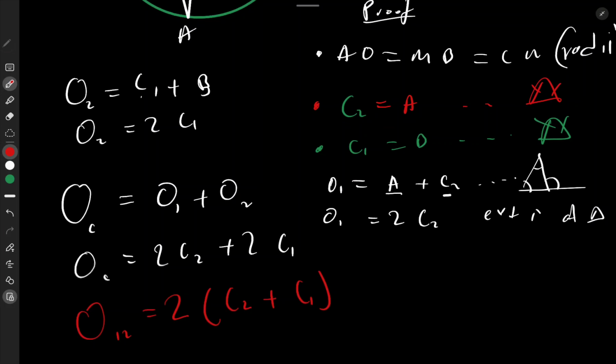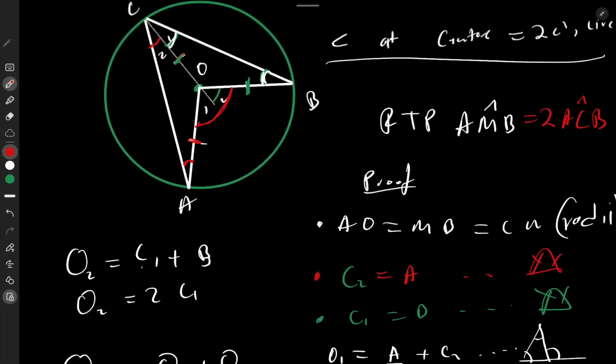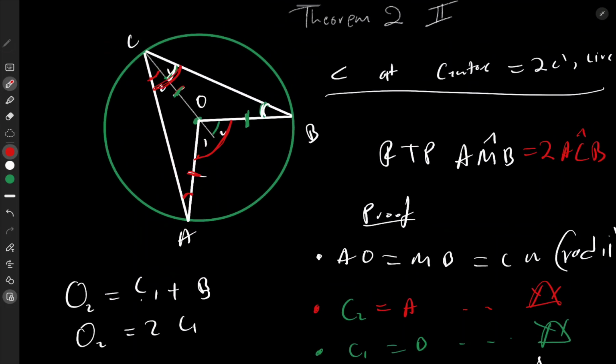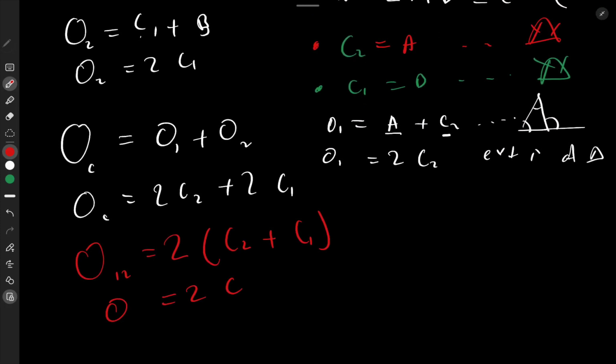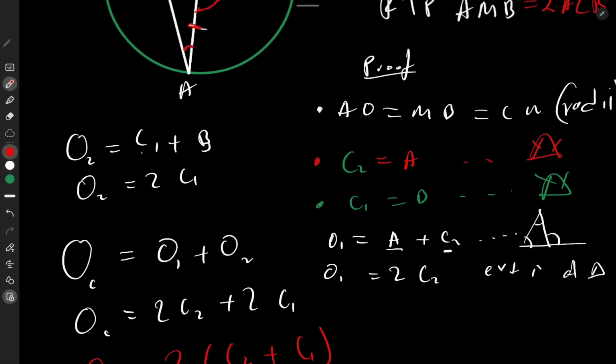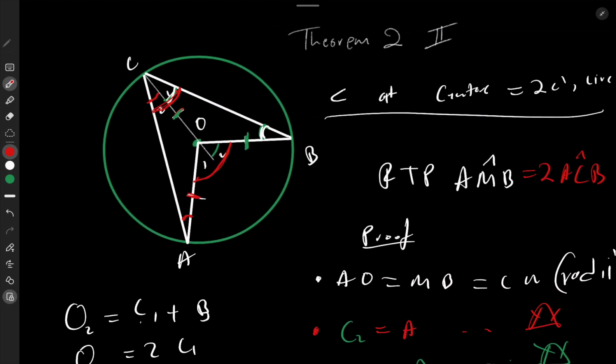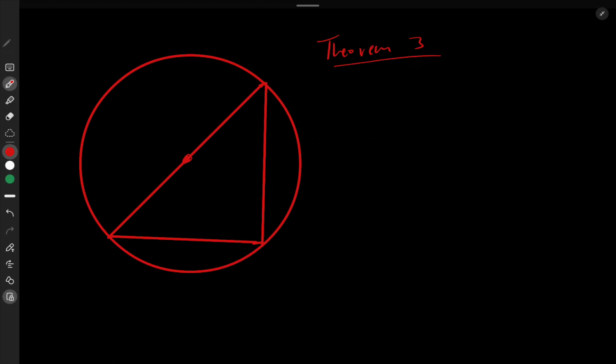Also, if you come back here, C is equal to C1 plus C2. So this is just C and this is just O. We just discovered a theorem that says the angle at the center is equal to 2 times the angle at the circumference. We just discovered or proved that here. We've proved the theorem. So we move to the next theorem now.